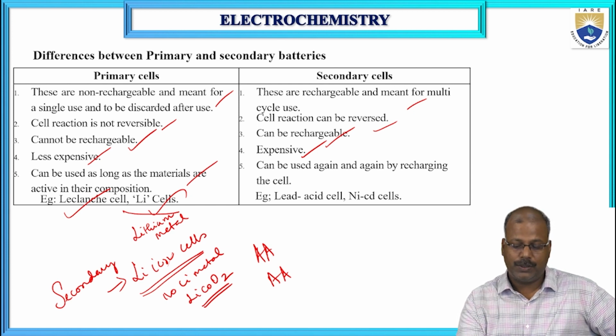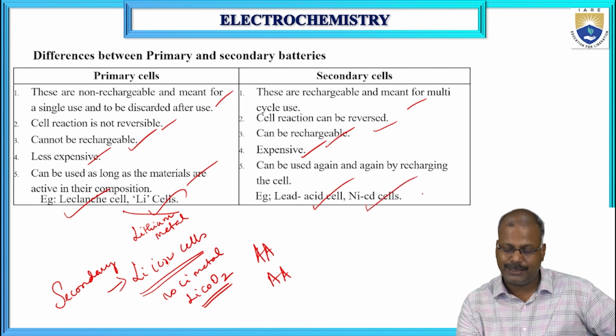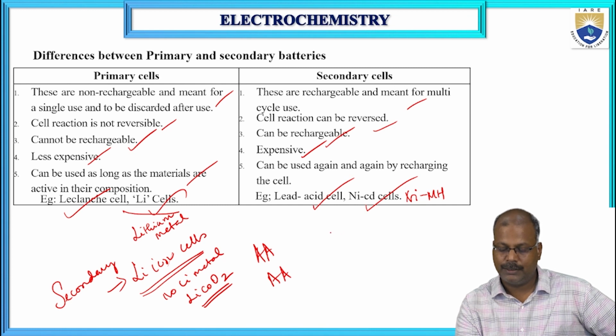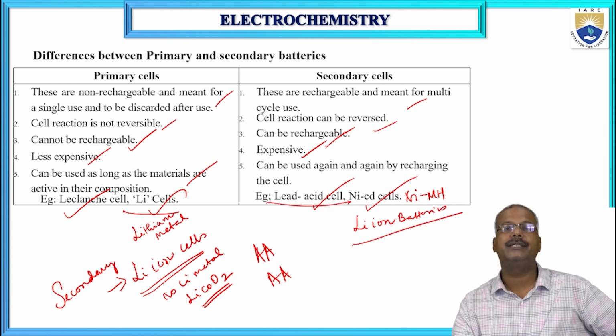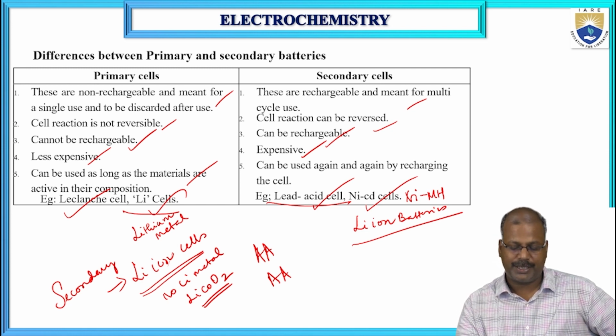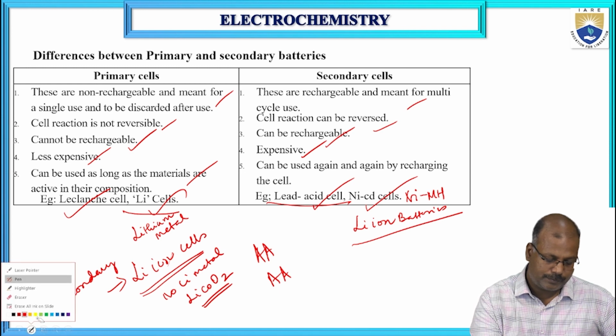For example, lithium cobalt oxide, we will see while studying in detail about lithium batteries, lithium ion batteries. Okay. So secondary cells, we have lead acid, nickel cadmium cells, nickel metal hydride batteries, and we have lithium ion batteries. We will study lithium ion batteries and lead acid batteries in detail among secondary batteries a little bit later. Okay.